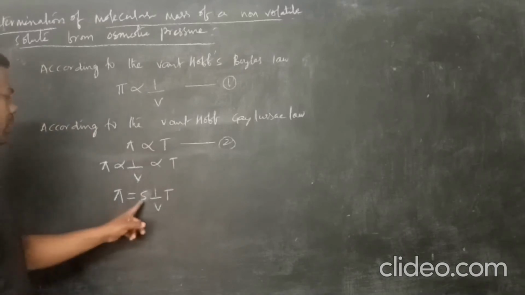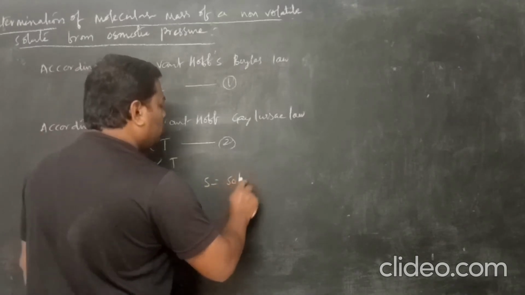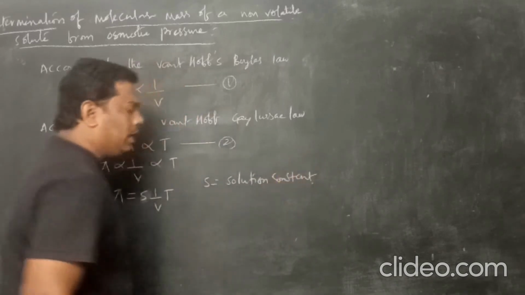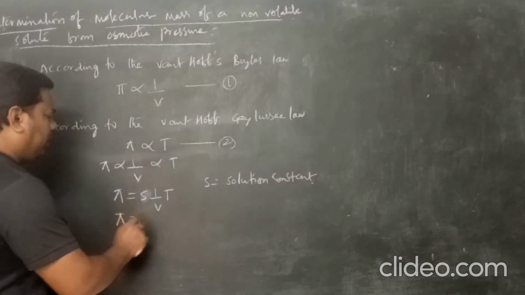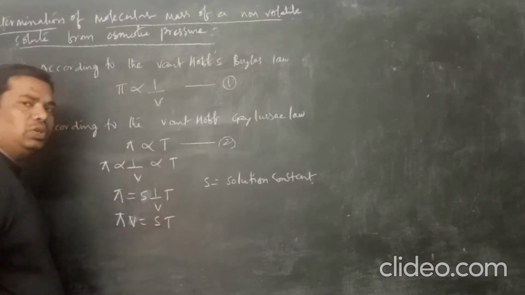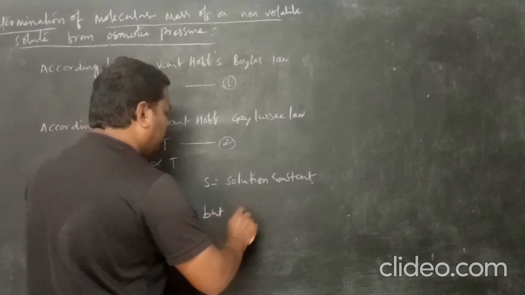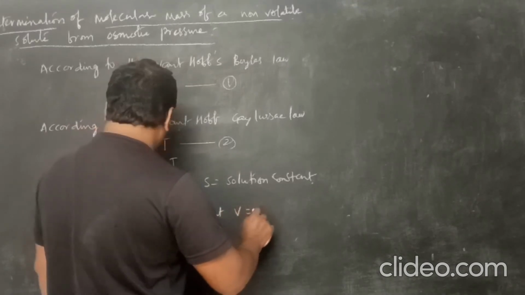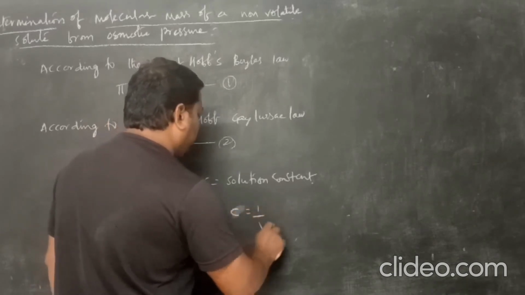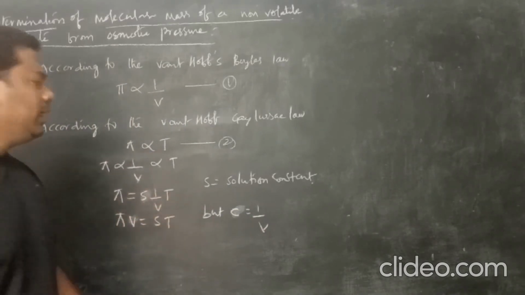Pi is equal to S into 1 by V into T, where S is nothing but the solution constant. So we will write pi V is equal to S into T. But we know very well that C is equal to 1 by V, so we will write C for 1 by V, which is the concentration.